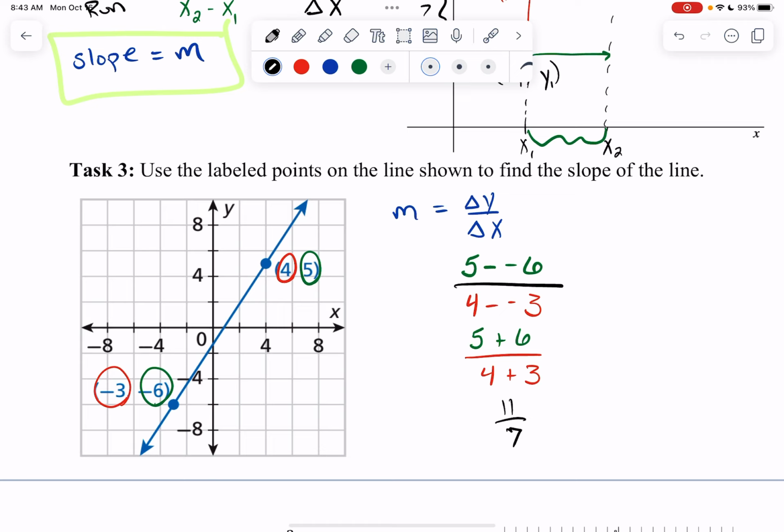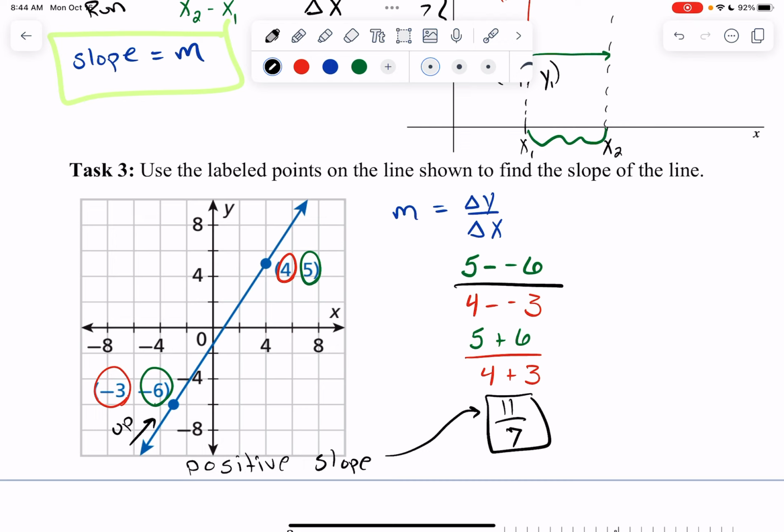So my slope ends up being 11 over 7. And then I always look to see, this line goes up, so I should have a positive slope. I do. 11 over 7, and we just leave it as a fraction in simplest form. We like slope as fractions. Slope as fractions is nice.